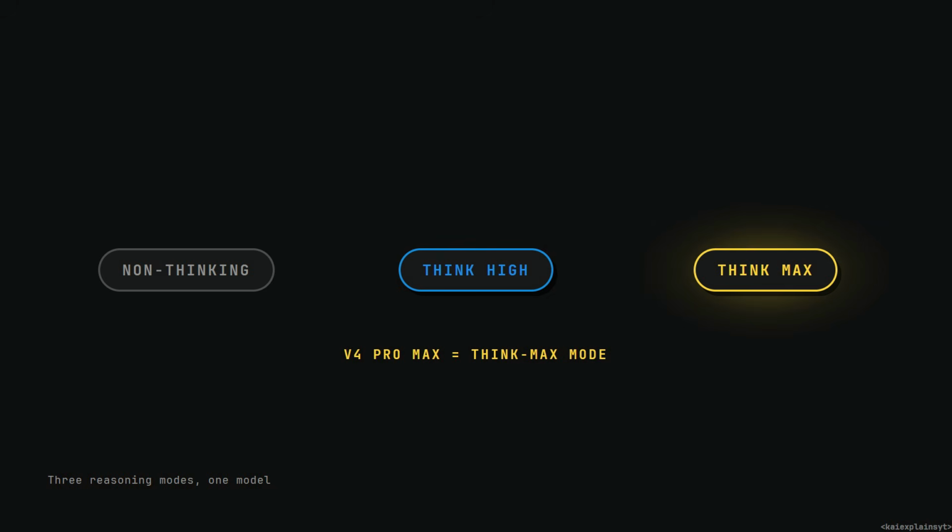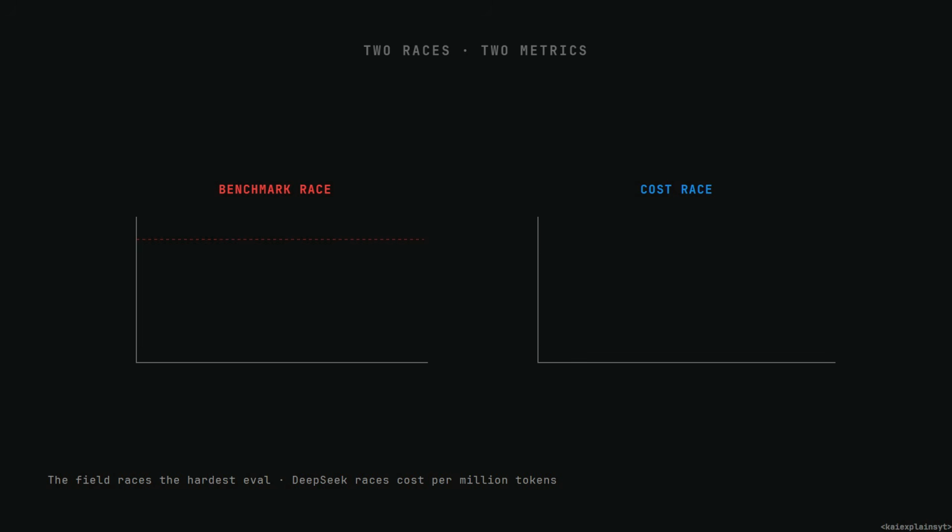There are 3 reasoning modes built in: non-thinking for fast direct answers, think high for explicit reasoning before answering, and think max for maximum reasoning effort with longer context. When you see V4 Pro Max mentioned anywhere, that's V4 Pro running in think max mode. Same architecture, highest reasoning effort.